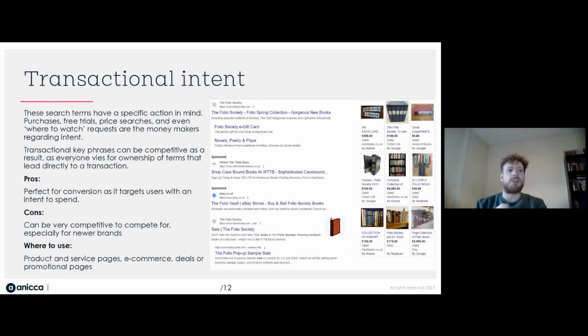You want to look at specific product and service pages. If you're an e-commerce business, you want to look at your product pages. You want to look at deals or promotional pages. Even if you're a B2B business that doesn't necessarily have a product, so to speak, if you have a promotion on, you can create a standalone page and make sure that it's really transactional in nature, and in doing so, try and drive that conversion.